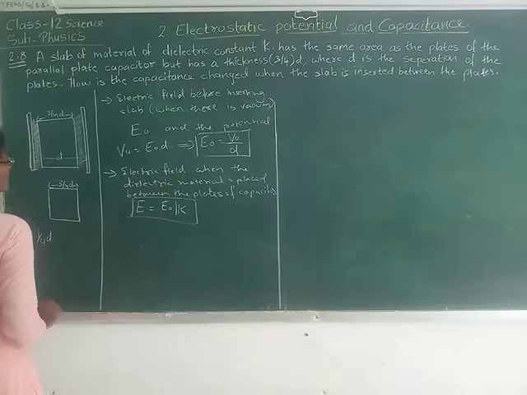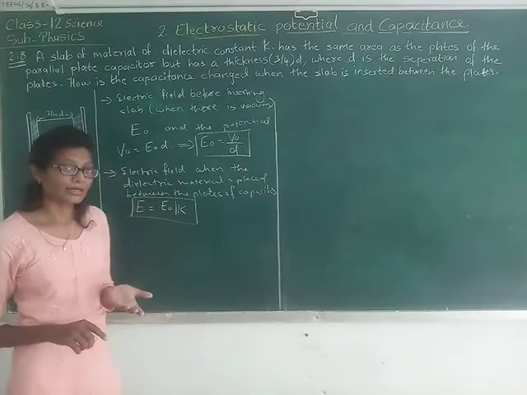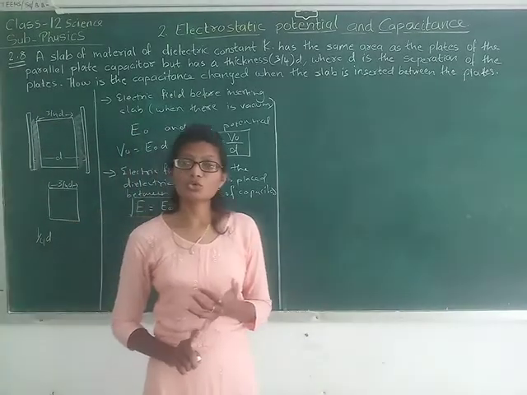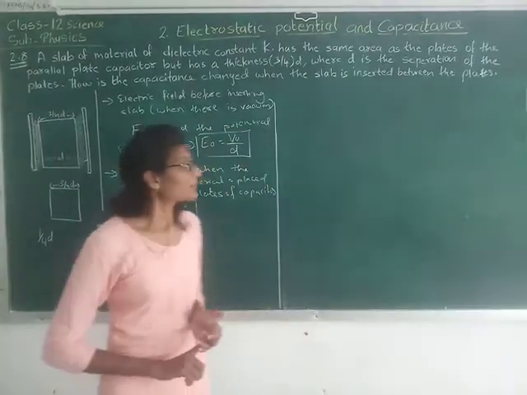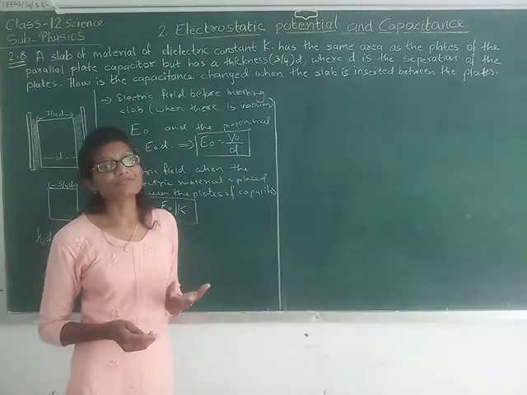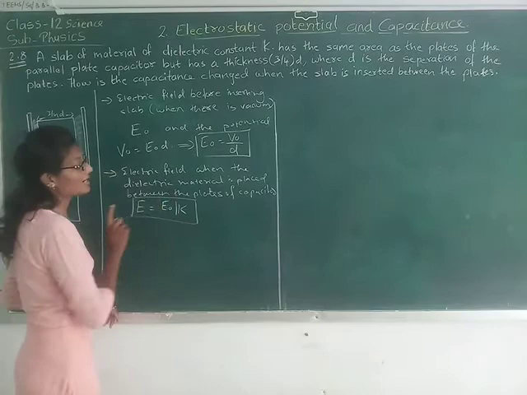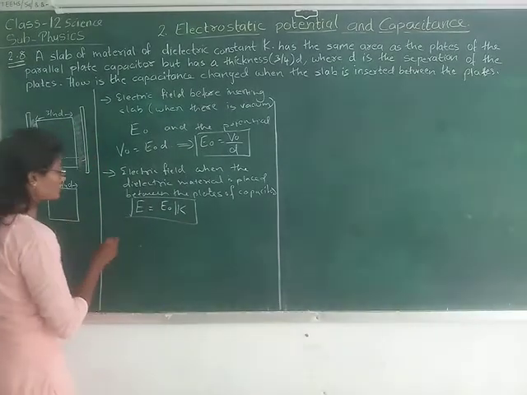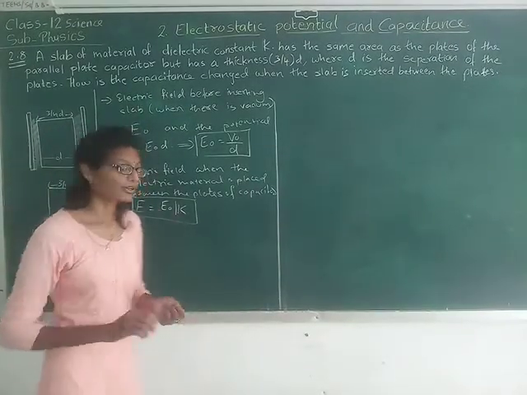Now what we need to find is the change in the capacitance when we place the dielectric material, right? So capacitance is C equals Q by V. This is how we can find the capacitance change, right? Here the charge remains the same, and the potential difference will be changing. Why? Because the electric field changes because of inserting the dielectric material between the two. So first of all, let us find the potential, right?